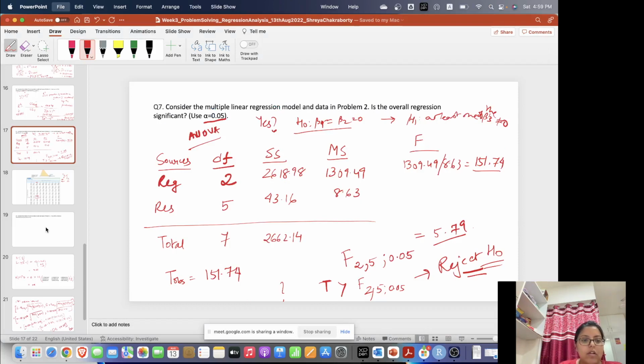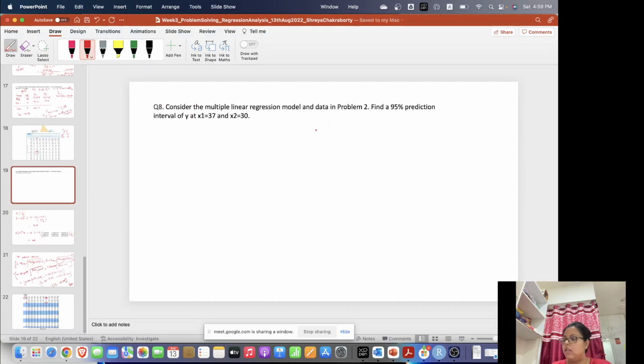And one more question I have for today: if you are given some point and you have to find the prediction interval at that point, how would you do that? Let's say we want to find the value of y at x1 equal to 37 and x2 equal to 30. In this case, my x vector would be 1 for beta naught, 37 for x1, and 30 for x2.